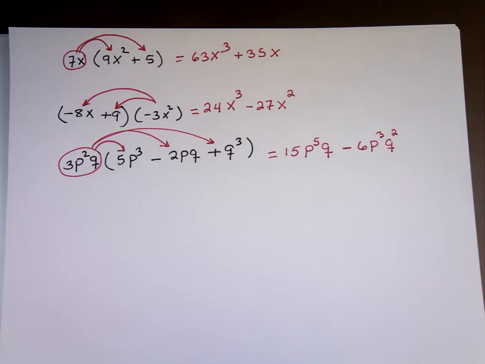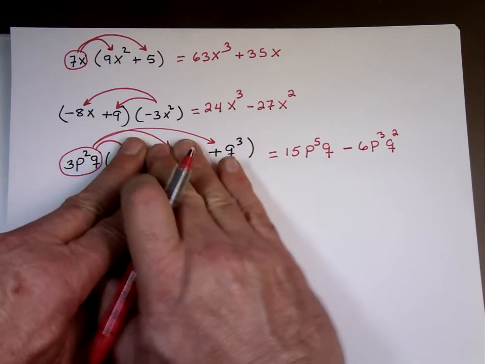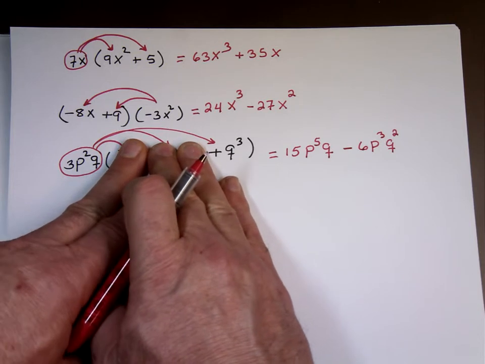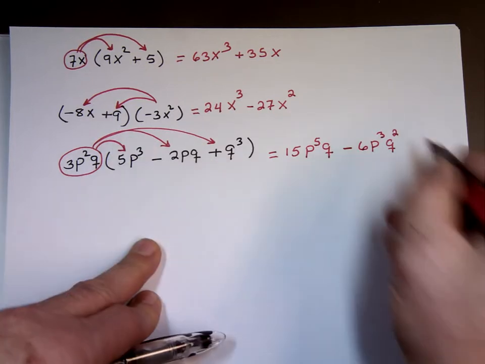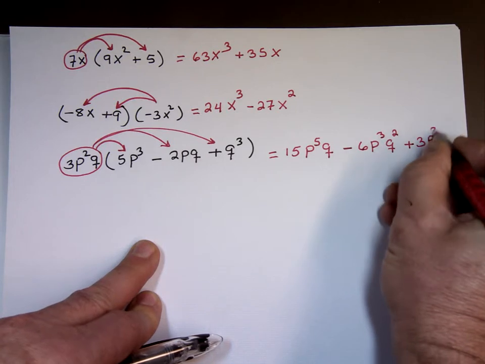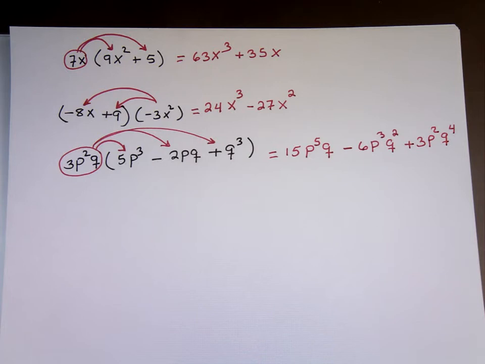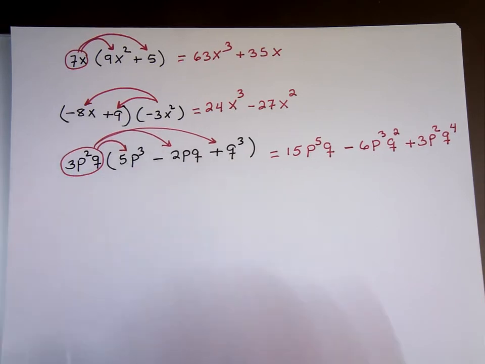And now the last one. Cover the first two and multiply those. 3p to the second, q to the fourth. 3p to the second, positive, right? Because there's no p to add to in this one, and 1 and 3, that'll make it a 4.